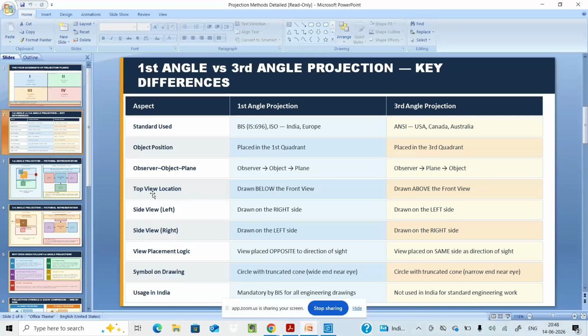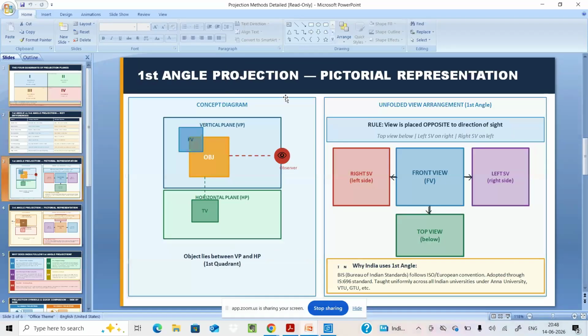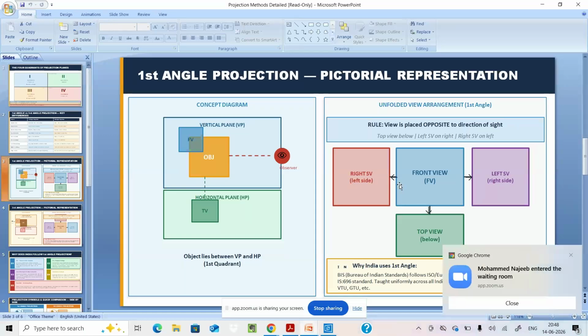So the top view location will be below the front view. I'll show a simple representation of it. This is the so-called first angle projection. The object is there, the observer is there, and the views are here, the front view and the top view. On the drawing sheet, you will have the front view here in the center, and below that you will have the top view, and on the right hand side you will have the left side view, whereas on the left hand side you will have the right side view.